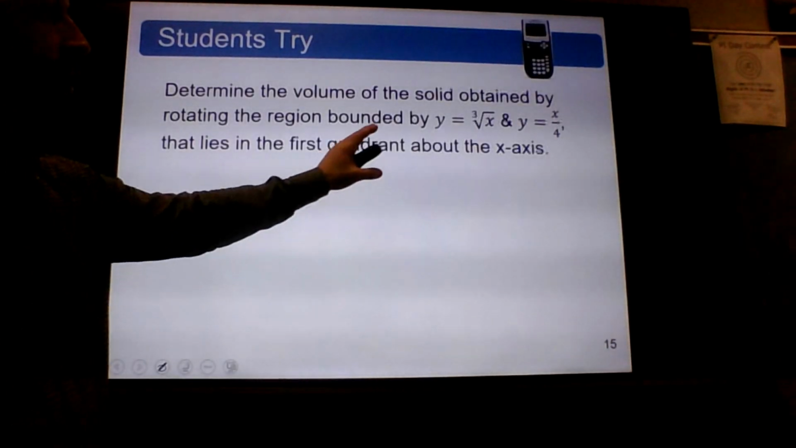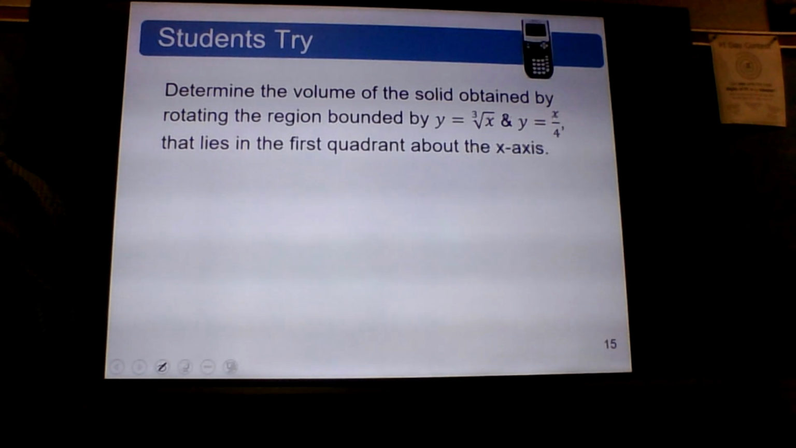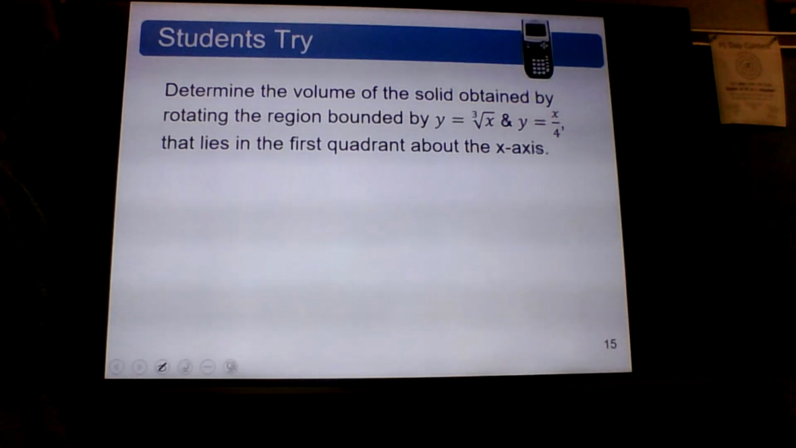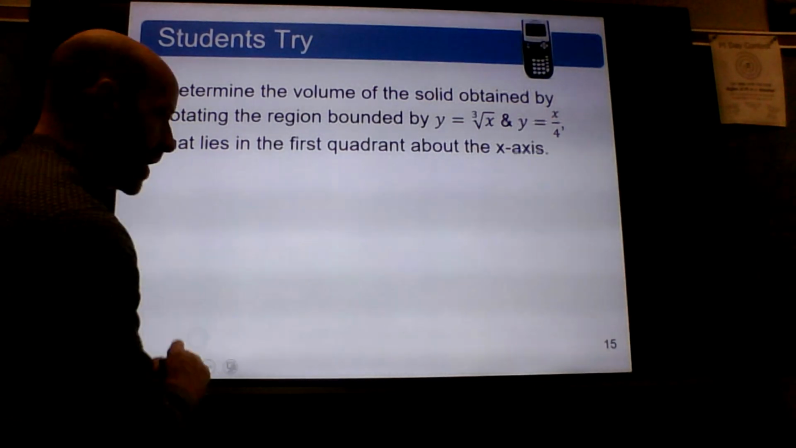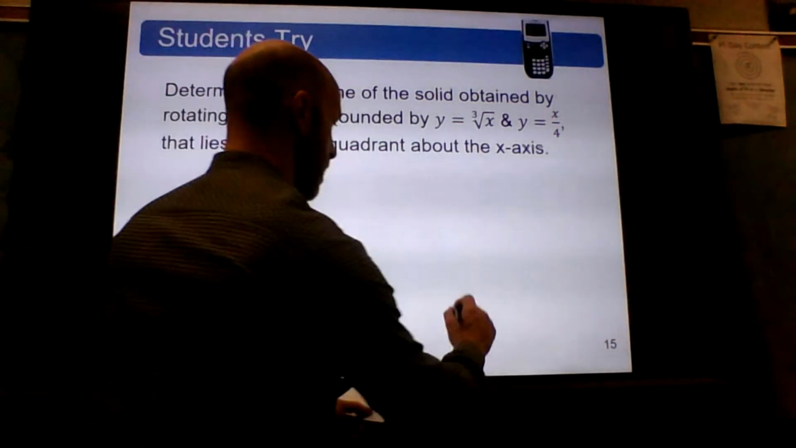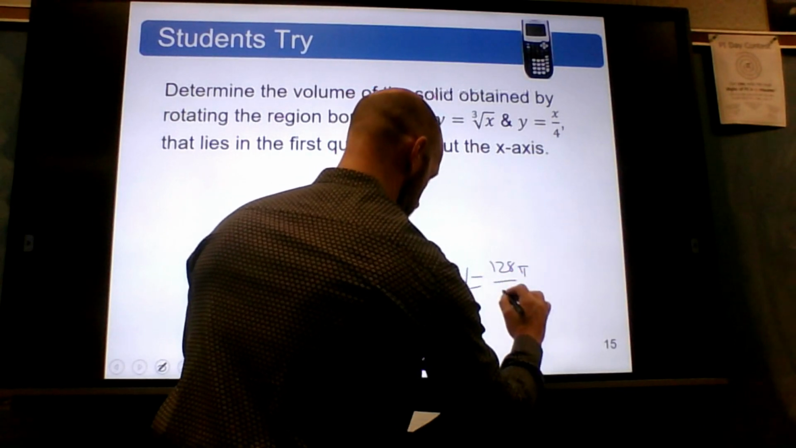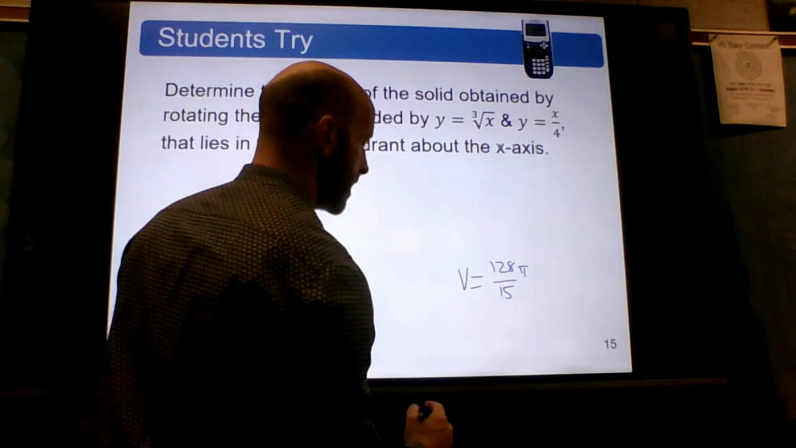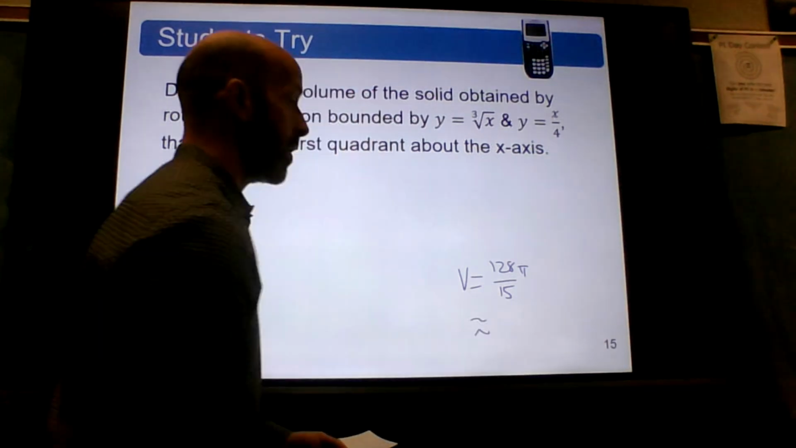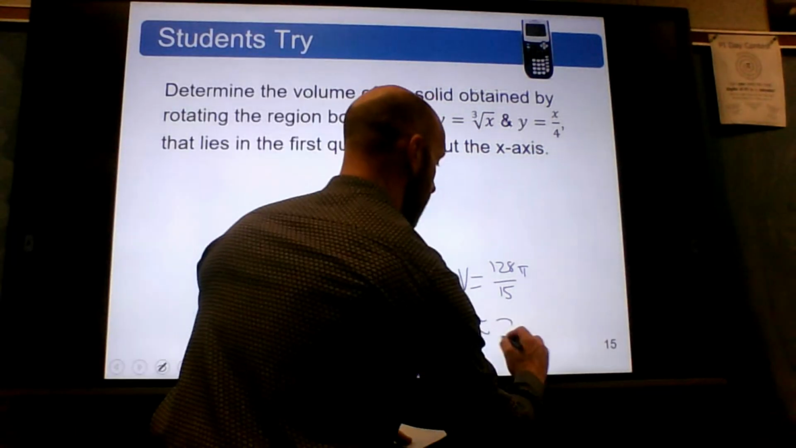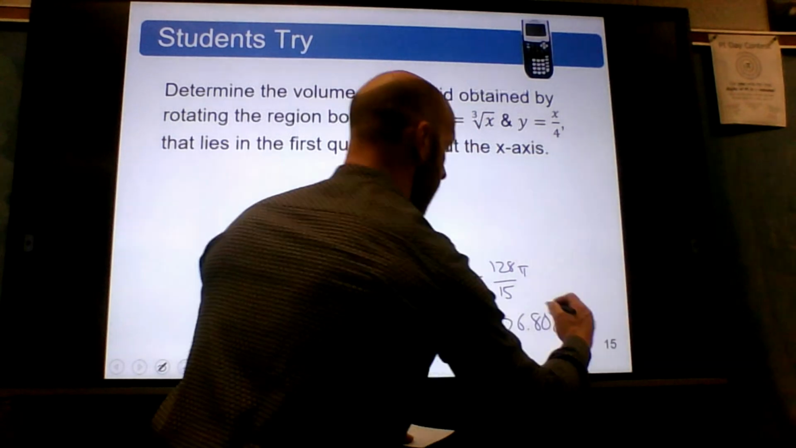Student try. So here's another example for you guys to try. I'll give you both the exact answer and the decimal answer, and then I'll do my final example. I'm trying to keep this video under 10 minutes. So the volume here turns out to be 128 pi over 15. That's the exact volume. And then the decimal turns out to be 26.808.